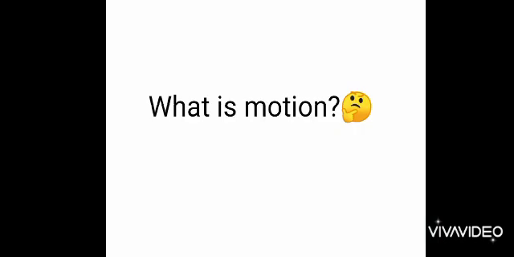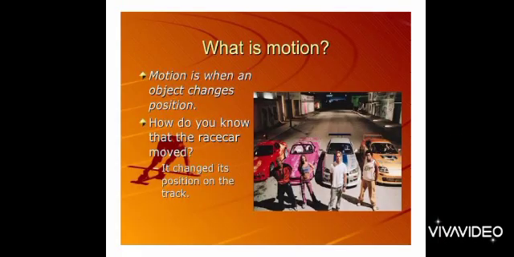Dear children, here you can see some objects in motion. What is motion? Motion is when an object changes position. How do you know that the race car moved? It changed its position on the track.